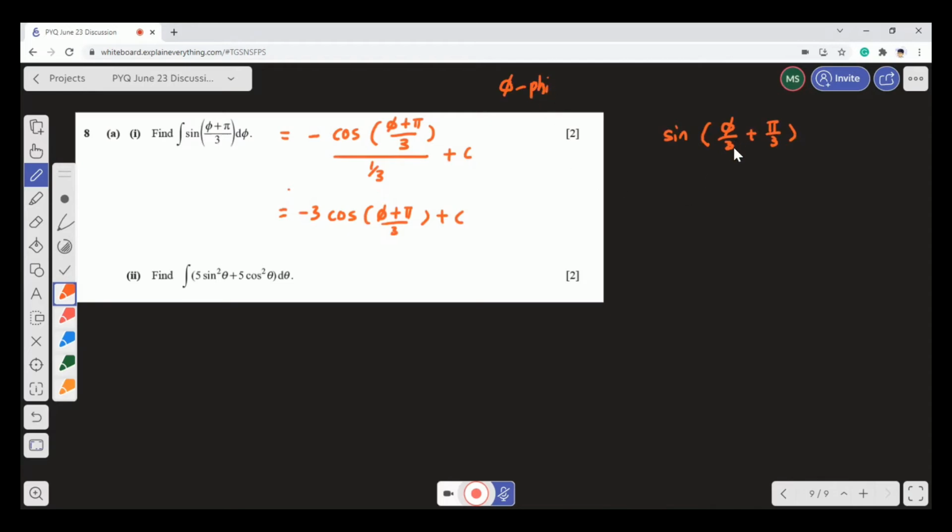So this phi over 3, if I want to integrate, it becomes cos. You differentiate inside, divide the differentiate. Differentiate inside, I get 1 over 3. Pi over 3 is a number, so when you differentiate, the pi is gone. You differentiate according to phi, because the question asks about phi. So when you differentiate phi over 3, you get 1 over 3. That's why you divide 1 over 3.